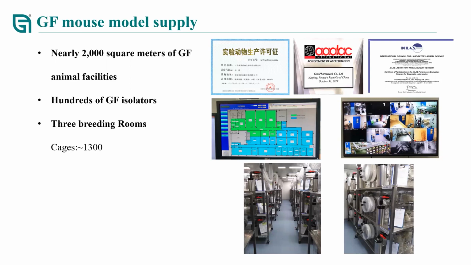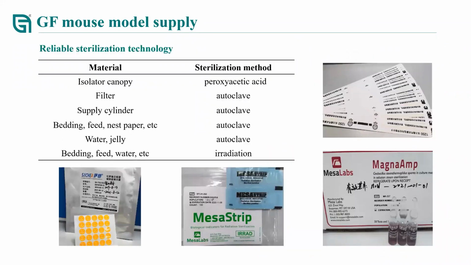The mouse supply platform has nearly 2,000 square meters, containing GF animal facilities and hundreds of GF isolators. Three bedding rooms containing 1,300 cages are used simultaneously to ensure enough yield. To make sure of the germ-free status of our mice, we use standard protocols for material sterilization, including autoclave, peroxyacid disinfection, and irradiation. For each batch of material, biological indicators are used to ensure our sterilization process is effective.